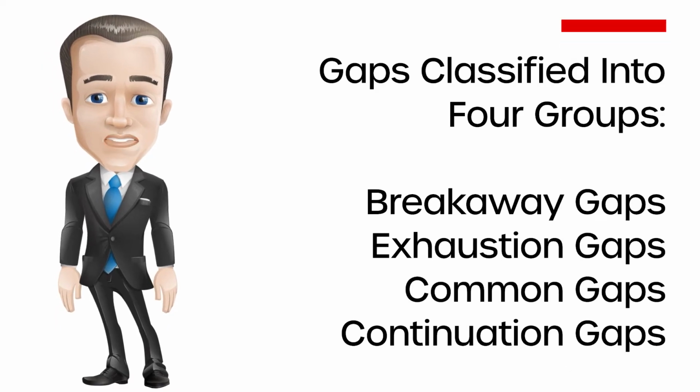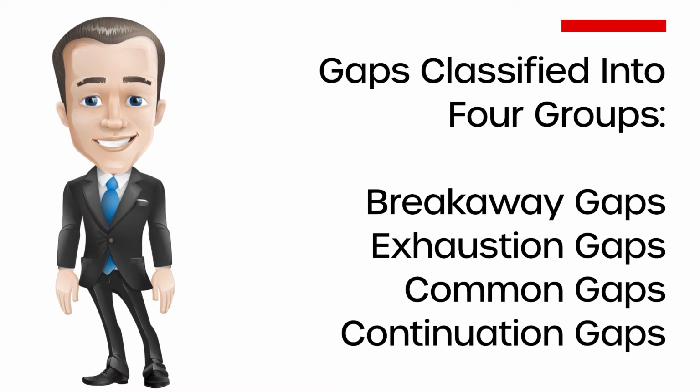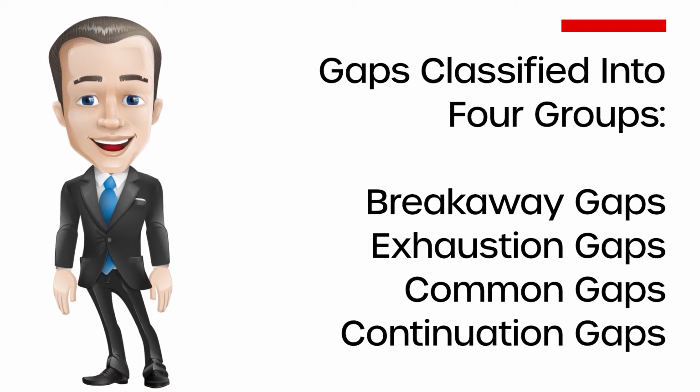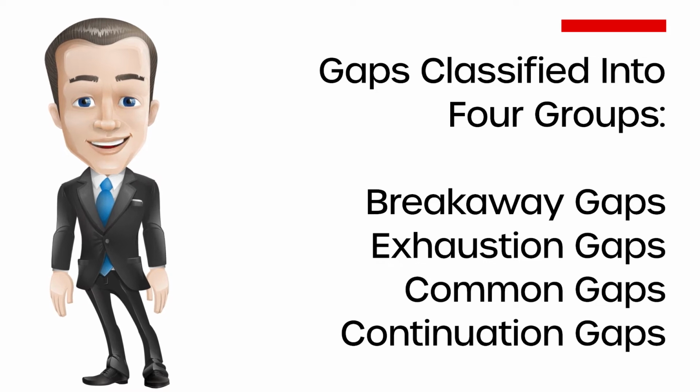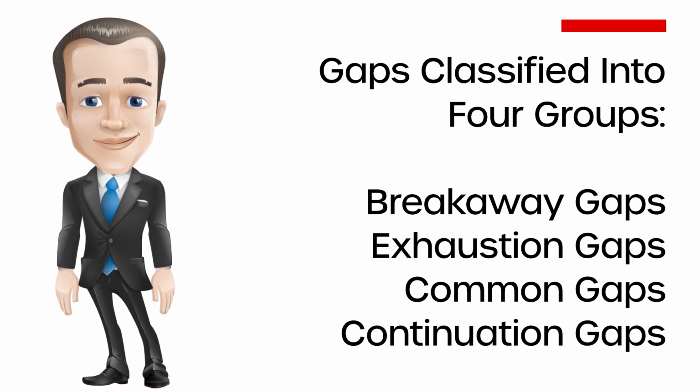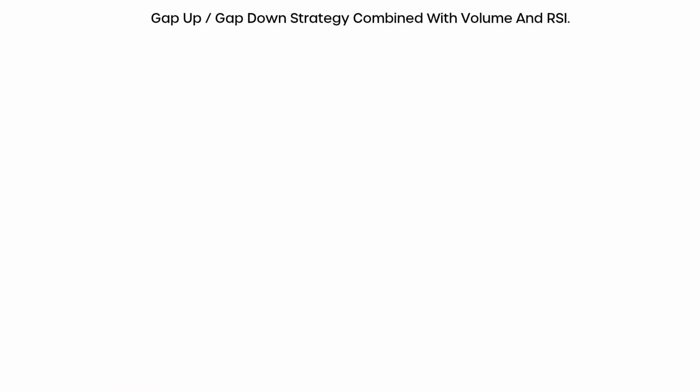Gaps can be classified into 4 groups. Breakaway gaps occur at the end of a price pattern and signal the beginning of a new trend. Exhaustion gaps occur near the end of a price pattern and signal a final attempt to hit new highs or lows. Common gaps cannot be placed in a price pattern. They simply represent an area where the price has gapped. Continuation gaps, also known as runaway gaps, occur in the middle of a price pattern and signal a rush of buyers or sellers who share a common belief in the underlying stock's future direction.